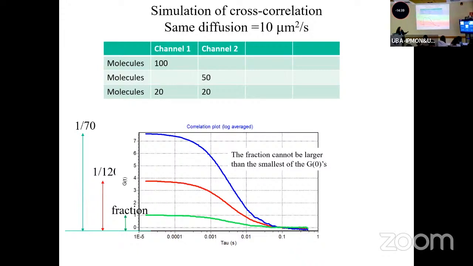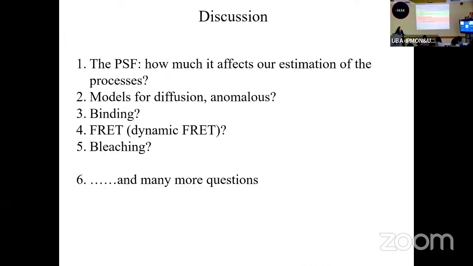So the fraction cannot be larger than the smallest of the G zeros, because we have 100 molecules and 50 molecules, and it cannot be higher. We can never go up in number of molecules, right? It will just go down. So that's why the amplitude goes down. Okay, so I think I'm going to stop there.